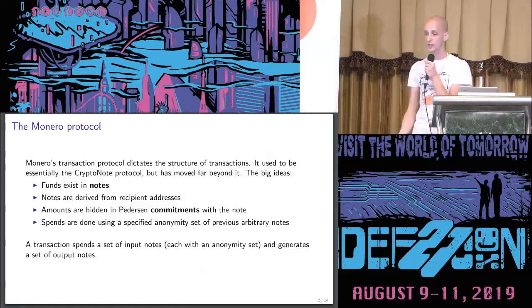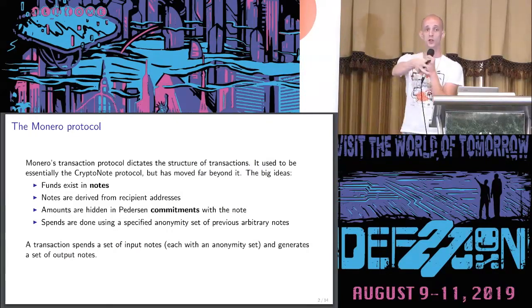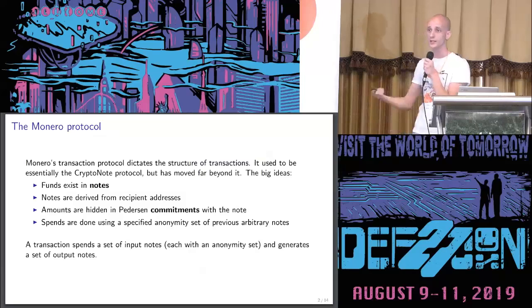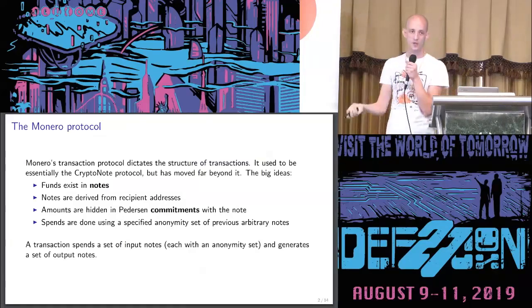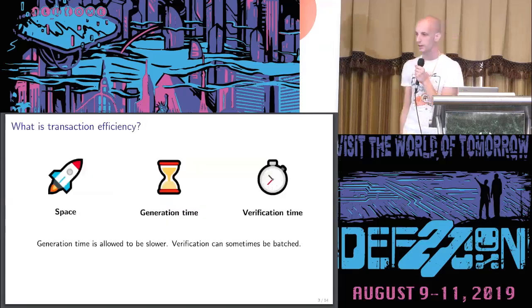So a transaction basically spends a set of one or more input notes, each of which has its own anonymity set, and it generates a new set of output notes. So transactions consume notes and generate new ones. That's the idea. The idea of an account in Bitcoin or Monero doesn't really exist in the protocol level. It's just a nice bookkeeping abstraction that we use to tell you what your funds are.